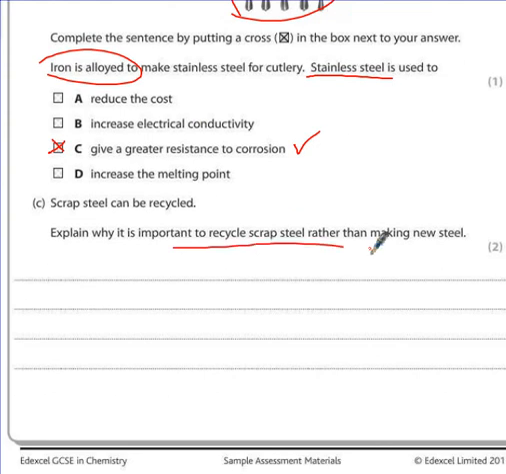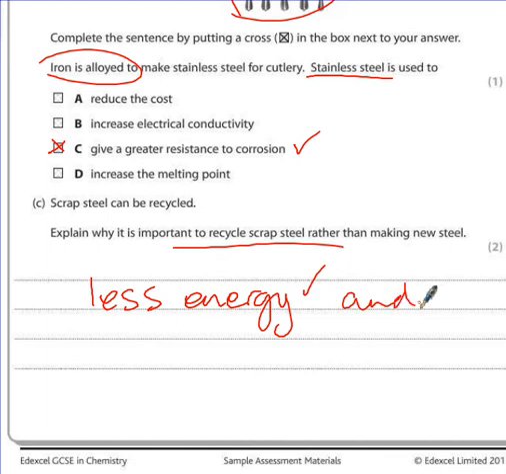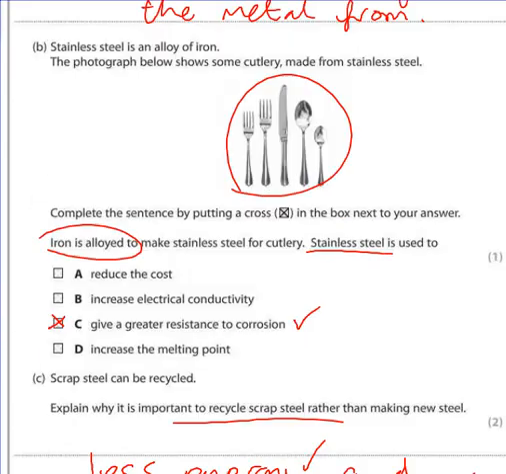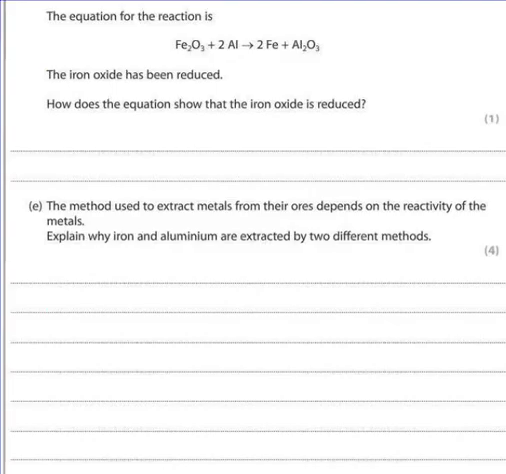Why is it important to recycle scrap steel? So, less energy, one mark, and natural resources required. So natural resources would get you the other mark. Okay, still with question 3.